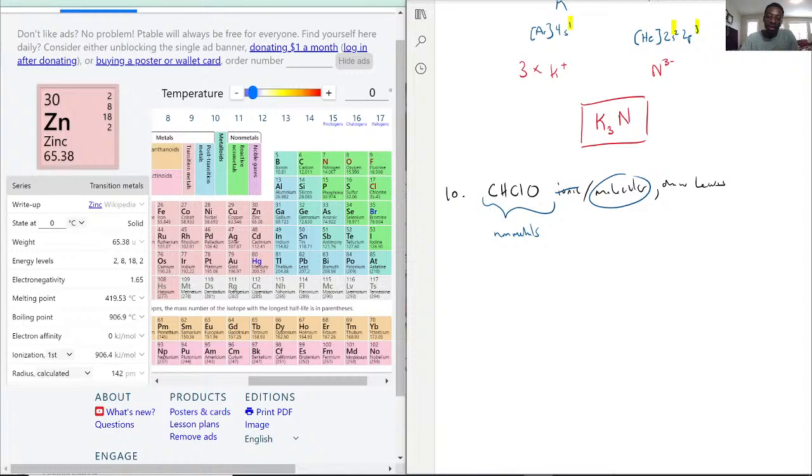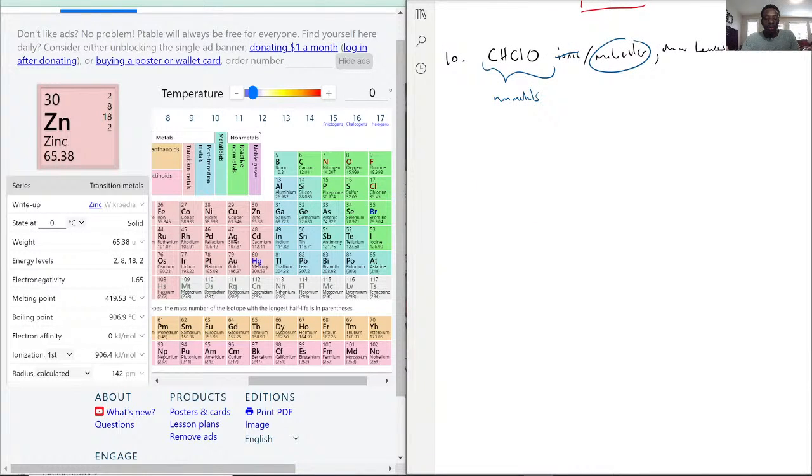Now, let's draw the Lewis structure. Okay, we have CHClO. So first we find out the amount of electrons each contributes. Carbon being in the 14th column, and the electron configuration being 2s2 2p2, supports that it only gives 4 electrons. Hydrogen is just 1s1, so it only gives one electron.